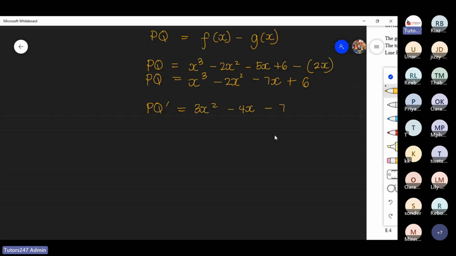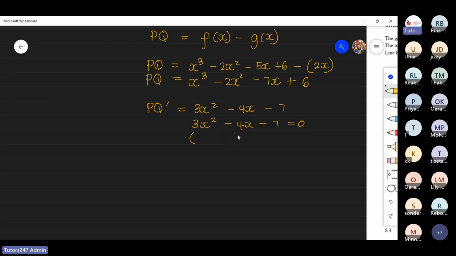So let's remind ourselves about what we discussed earlier. What are the rules when finding a stationary point or turning point? We derive once, which we did. We then equate it to 0. So let's do that. So we have 3x squared minus 4x minus 7 equated to 0. And what is our third step? We need to solve for x. So when we solve for x, we are going to factorize this.